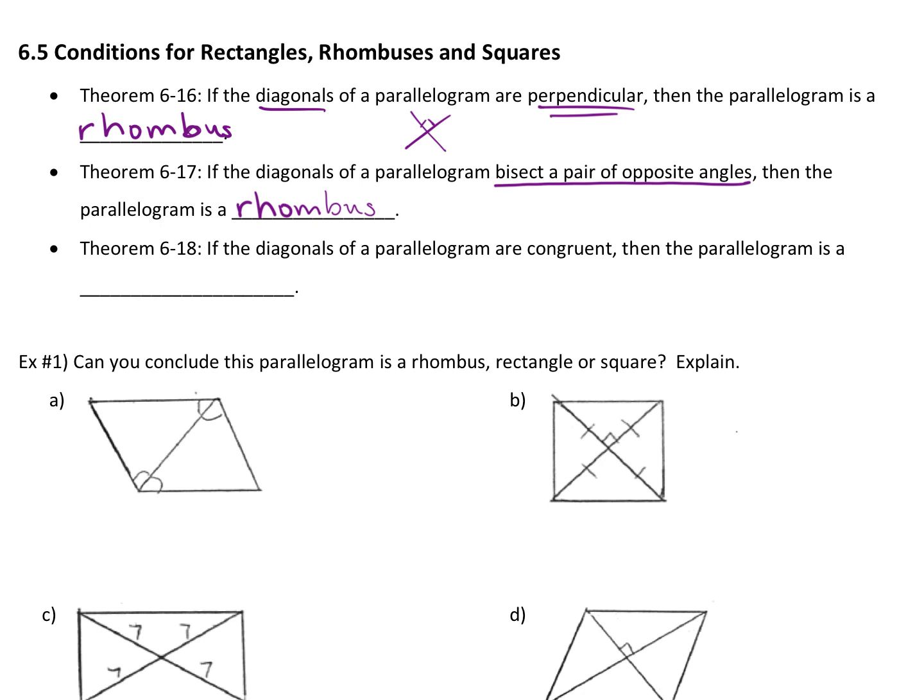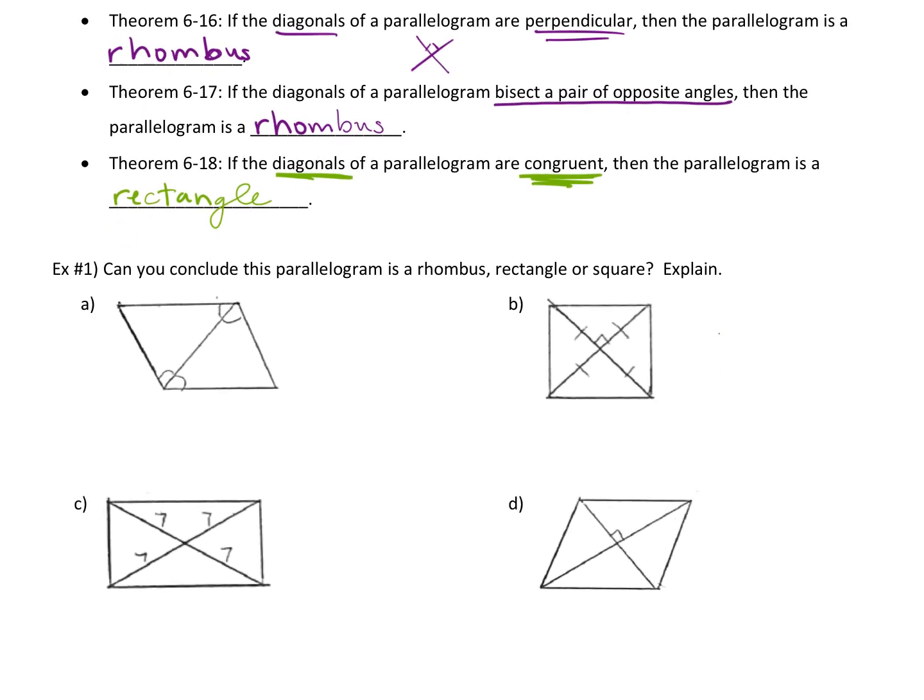Stop and think about this one before you give me an answer. I think you can come up with it. If the diagonals of a parallelogram are congruent, which one has congruent diagonals? A rectangle. And it is a rectangle. So still rhombuses and rectangles today, and then more specifically squares if we meet more of those situations.